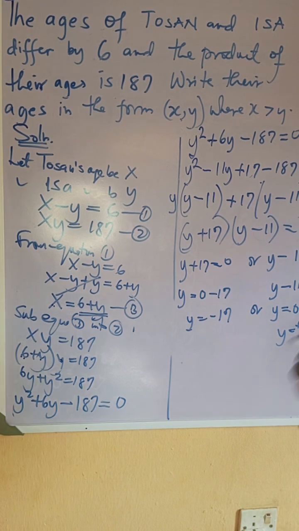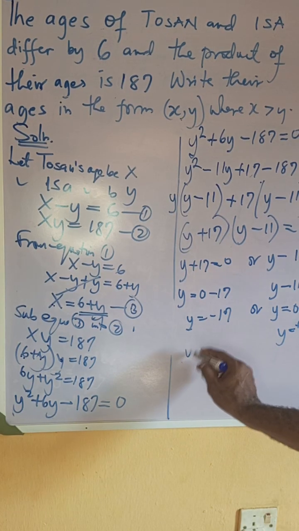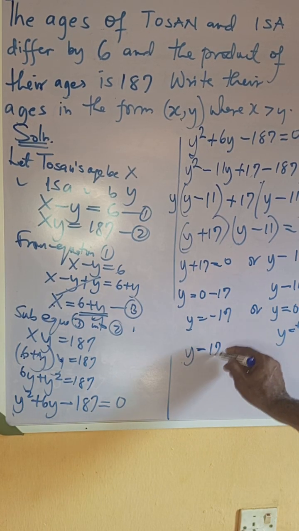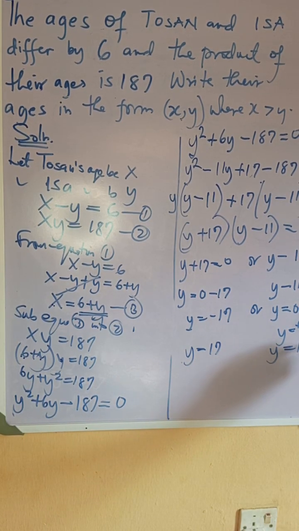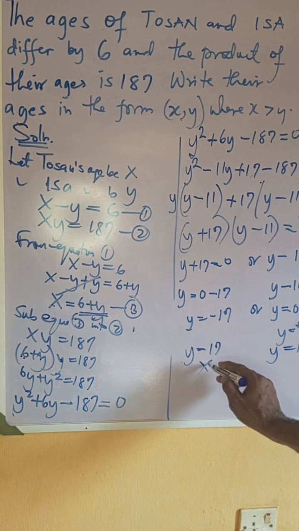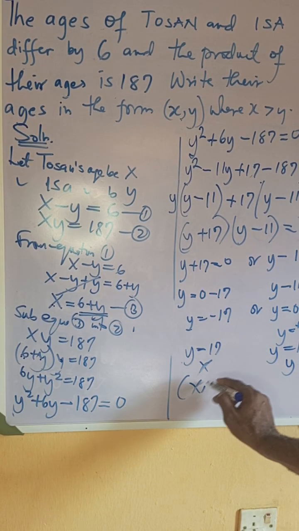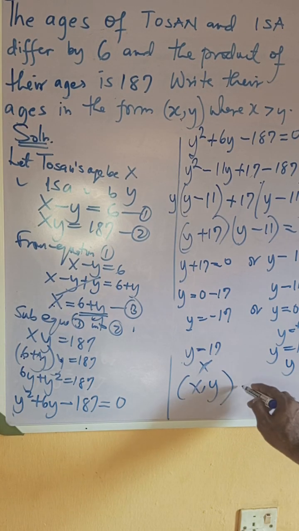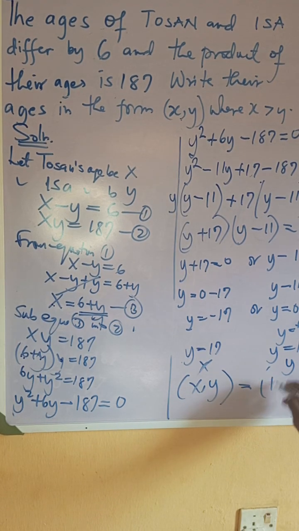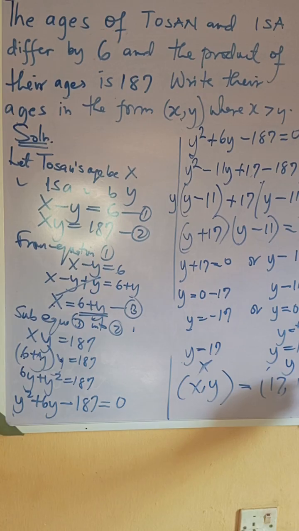But the age of a human being cannot be negative. So their ages are 17 and 11. So this now becomes x, this now becomes y. So putting it in xy form, it is 17 and then 11, because we are told that x is greater than y.